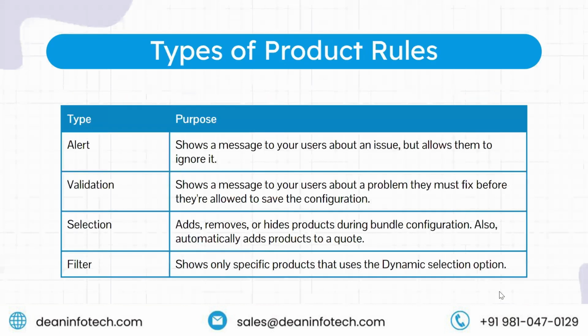Okay. So these are the types of product rules. We can create multiple types of product rules. The first is alert, which shows a message to your Salesforce users about any issues, but allows them to ignore it. Validation shows a message to your sales users about a problem they must fix before they are allowed to save the configuration. And selections and filters show only specific products that use the dynamic selection option. Okay.